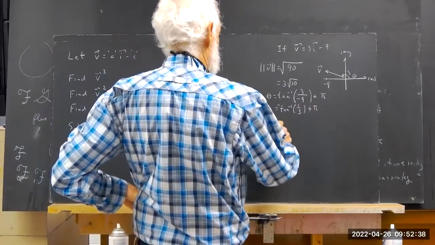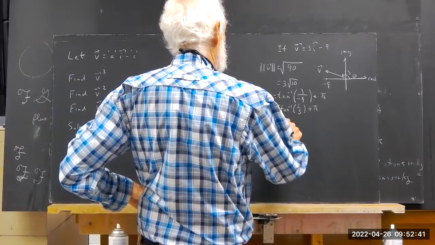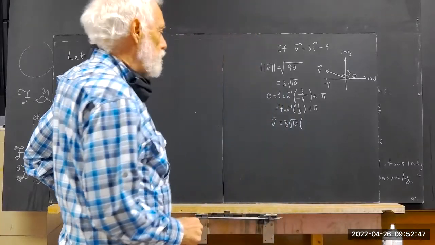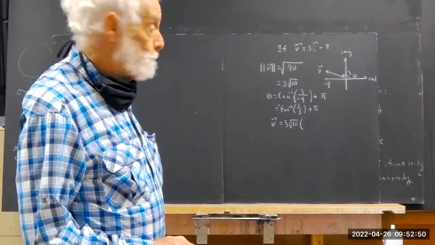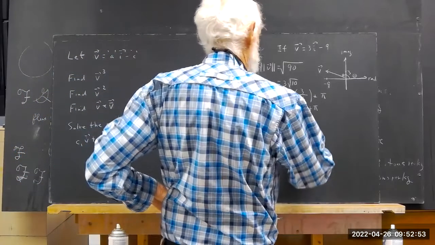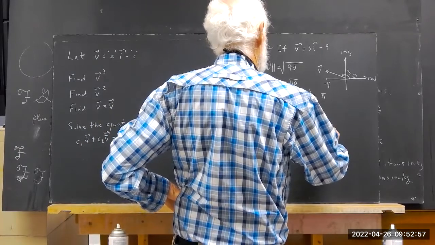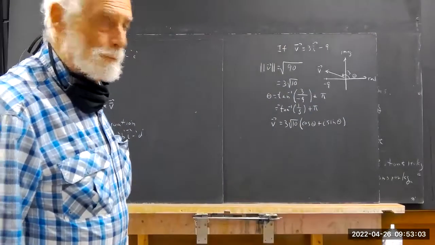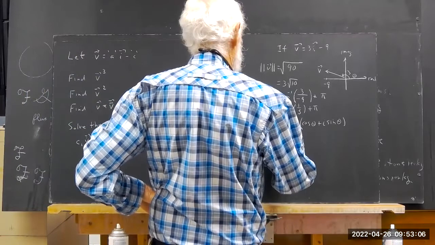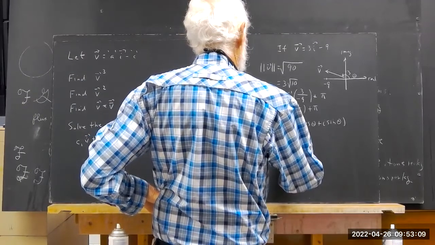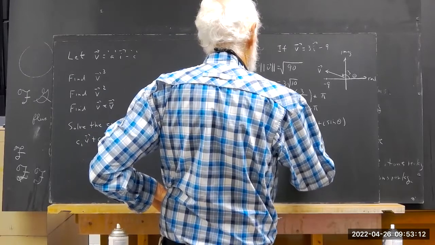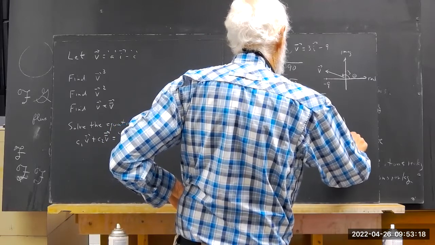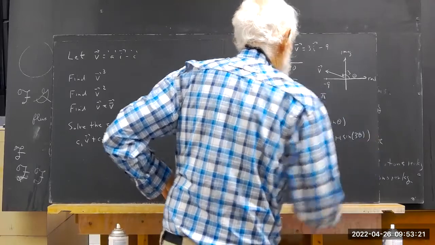So it is 3 square root of 10 times the cosine of theta plus i sine theta. So V cubed will triple your angle.